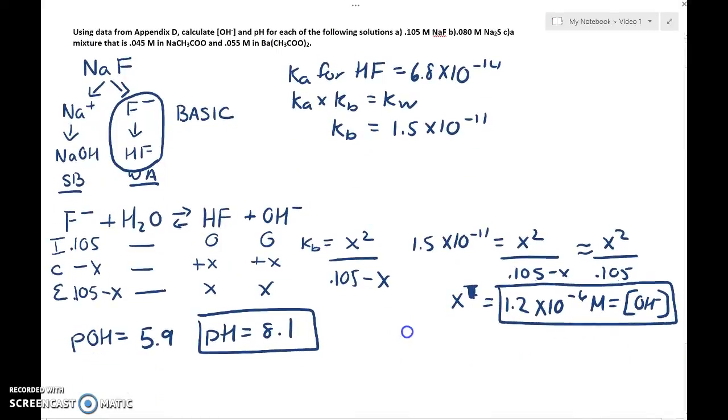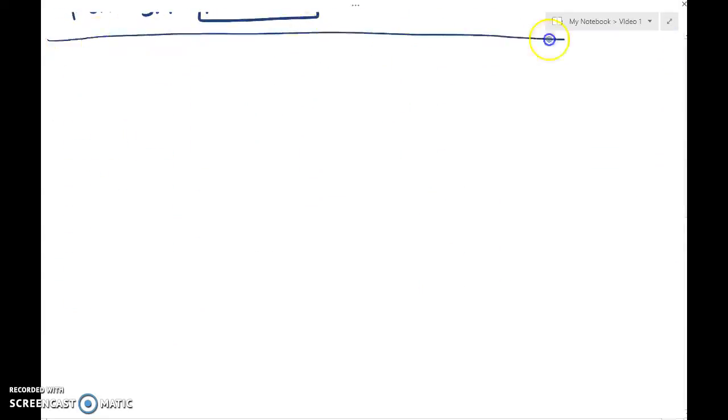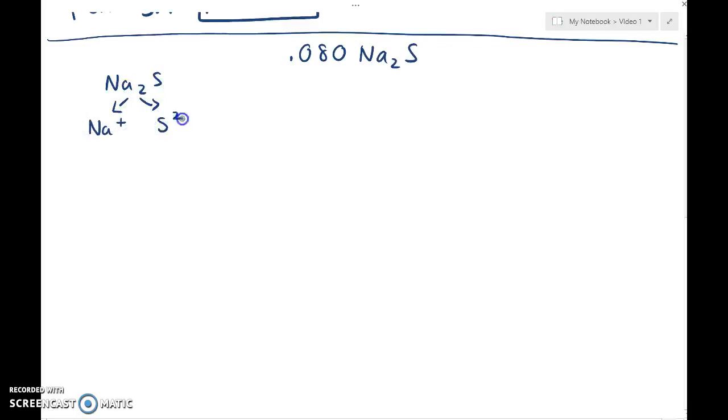All right, I'm going to go ahead and scroll down here. 0.080 molar Na2S was the next problem. So 0.080 Na2S. Okay, so just start like normal. Break into its ions. Strong base, weak acid. Now I got this H2S by crisscrossing H plus with S2 minus, and H2S, which I know is actually an acid, but it is a weak acid, so strong base, weak acid means this is going to be a basic solution.